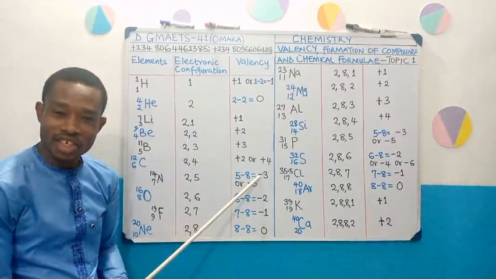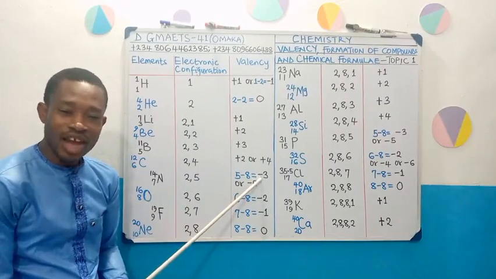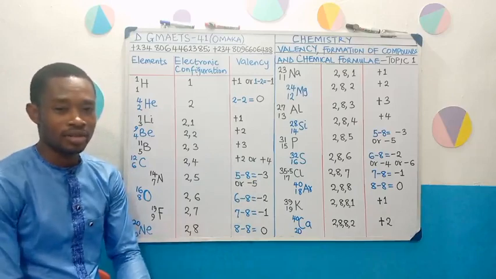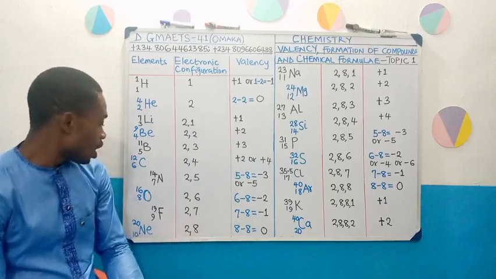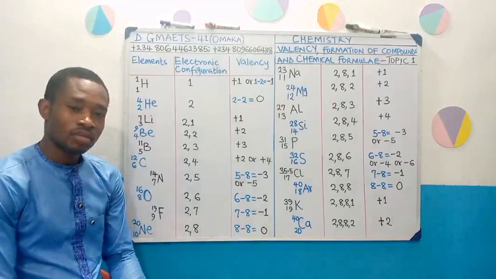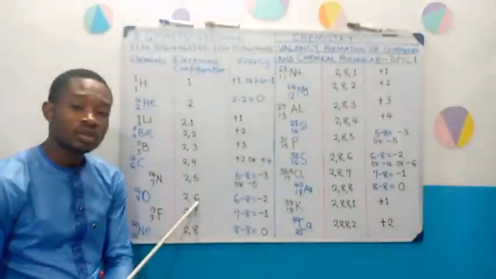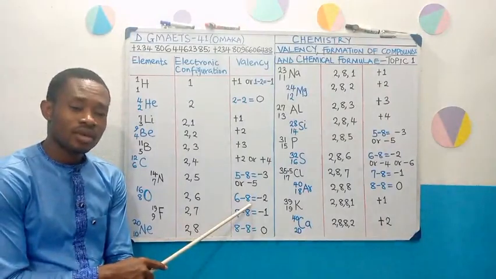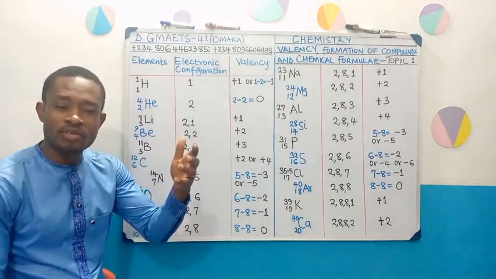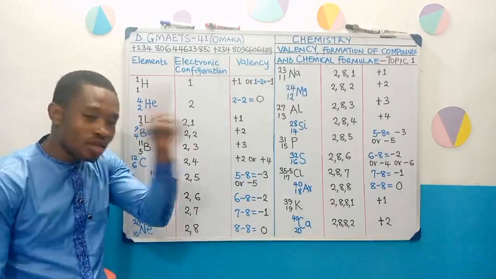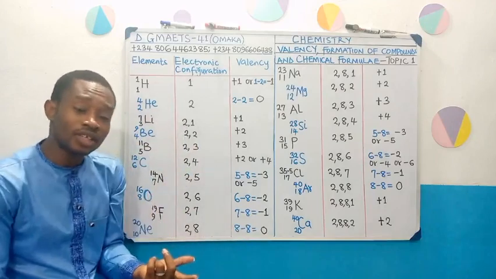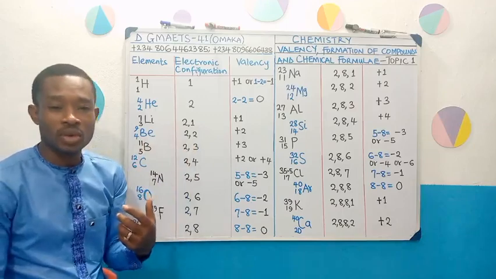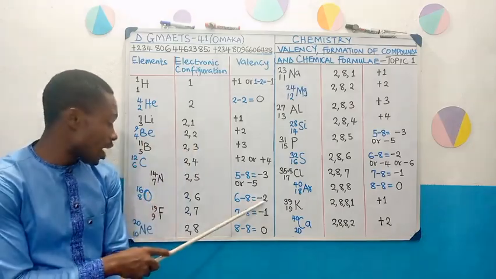However, take note that nitrogen also has a valency of minus 5. Please take note of that. Okay, we'll move on to oxygen. Its valence electron is 6, so the valency will be 6 minus 8, where 8 is the maximum number of electrons that the outermost shell of oxygen is supposed to contain. So it's the number of electrons in its outermost shell, which is 6, minus 8. So you get minus 2 there.